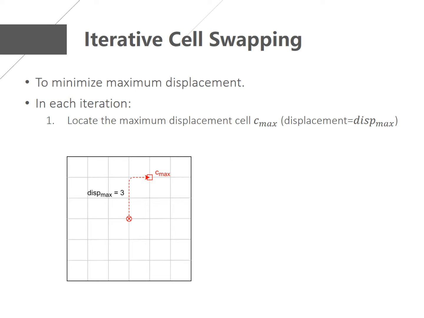In iterative cell swapping, we try to minimize the maximum displacement by swapping cells. In each iteration, we will first locate the maximum displacement cell, Cmax. Its displacement is denoted as displacement max. In the example, the global position of Cmax is denoted as symbol X, and the value of displacement max is 3 in this case.